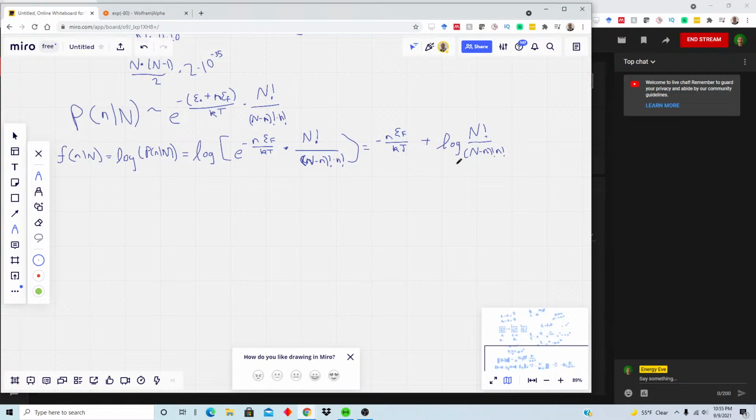And so we could expand this further actually, because remember the properties of logs, if you're multiplying anything, you could just add them. If you're dividing by anything, you just subtract them. So this is going to be equal to that term plus the log of N factorial minus log (N minus n) factorial. So inside, this is minus the factorial part, log n factorial.